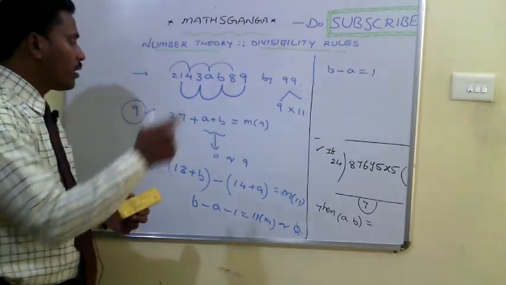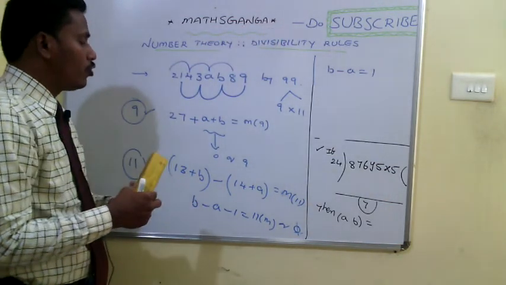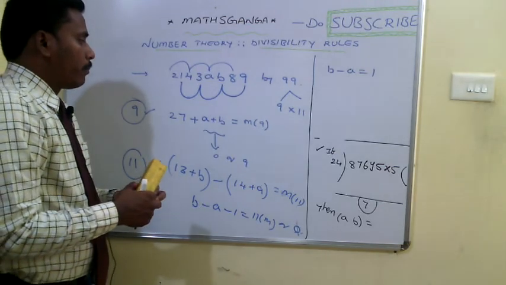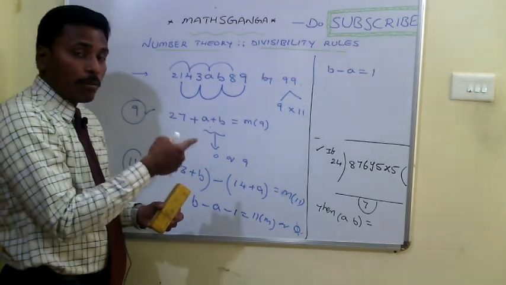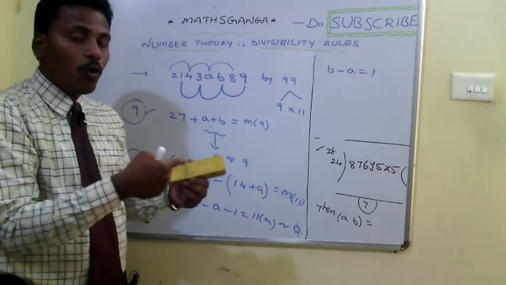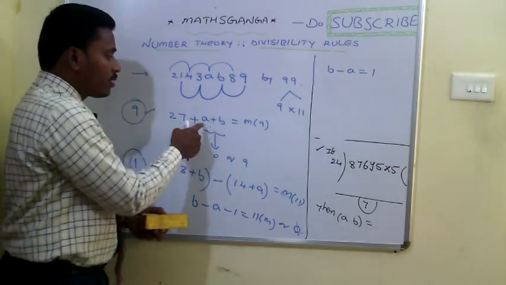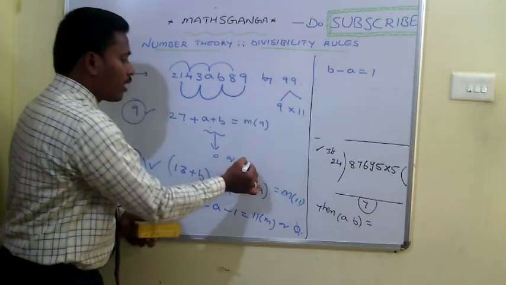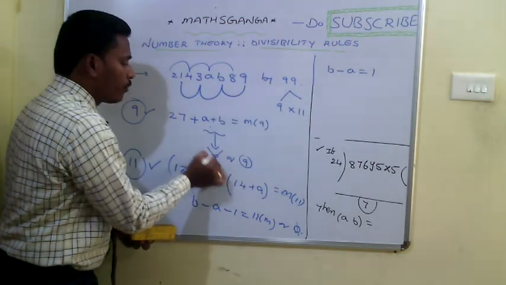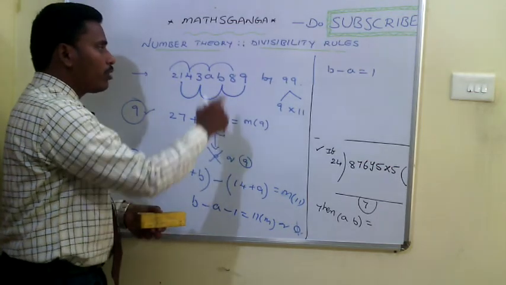Now see, A plus B is either 0 or 9, and B minus A is 1. A and B are digits, and the sum of the two positive digits is more than the difference. So we need to select 9 only instead of 0. Why? Because the sum of the two numbers is more than the difference.